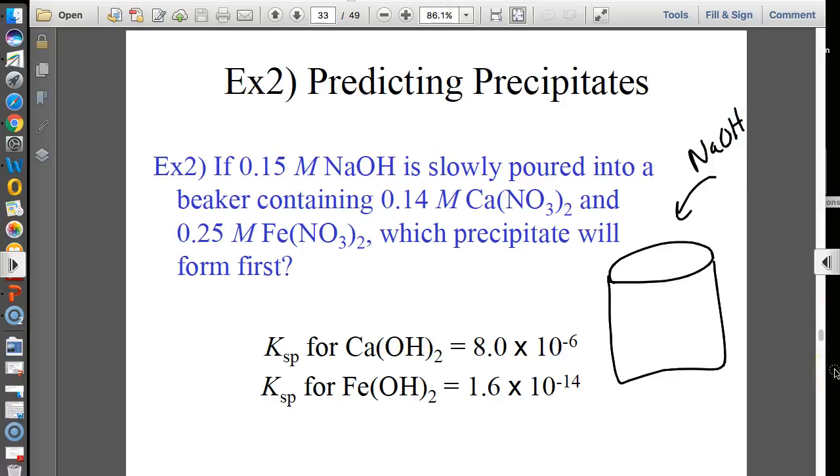Cool. Inside the beaker already is calcium nitrate and sodium nitrate. Let's talk about calcium nitrate and sodium nitrate. What's that nitrate going to be doing?